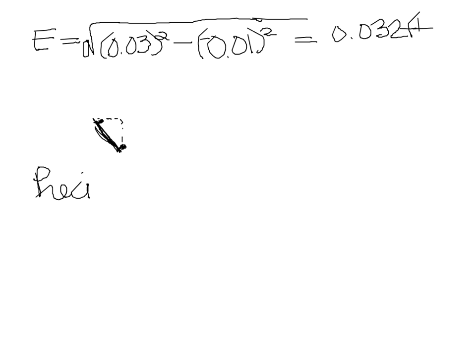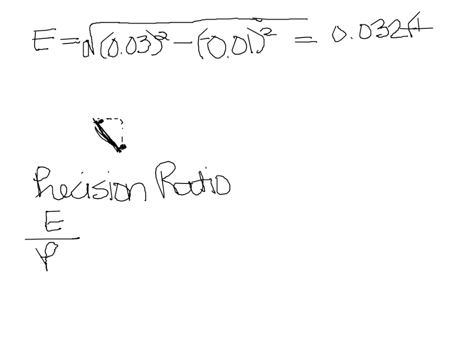Now your precision ratio tells you how good your traverse is, meaning how accurate your survey was. And that's equal to this linear error divided by the perimeter of your traverse. And it's always expressed as 1 in so many hundreds or thousands of feet.